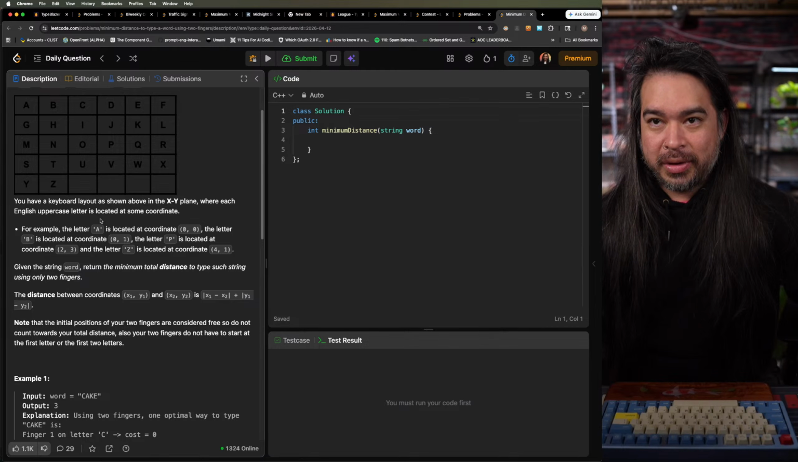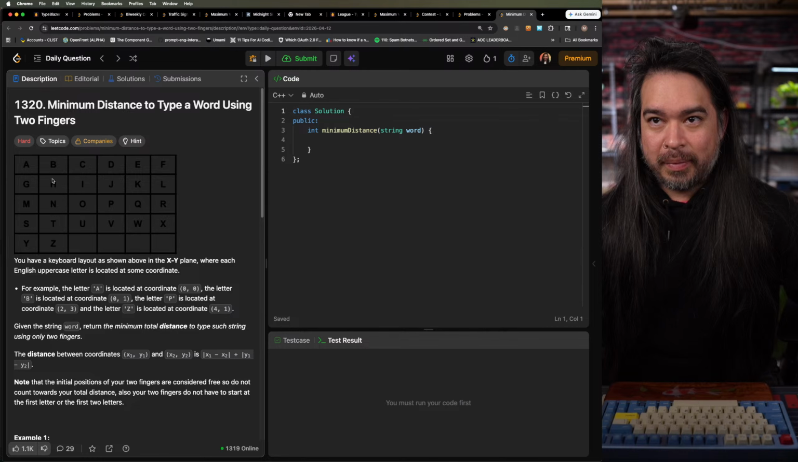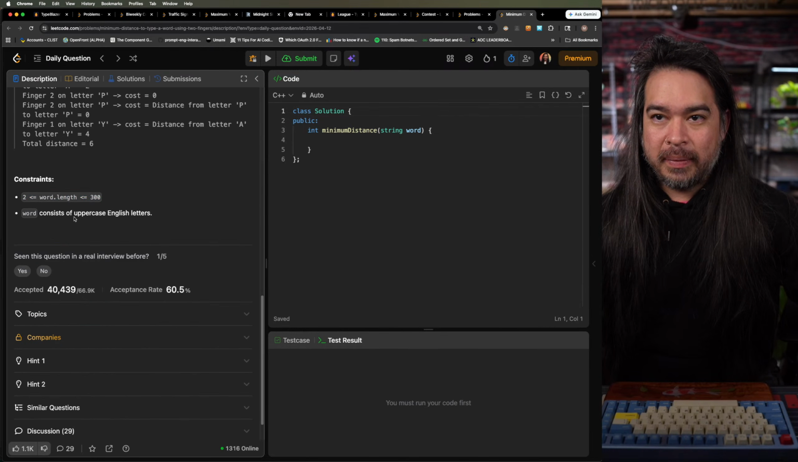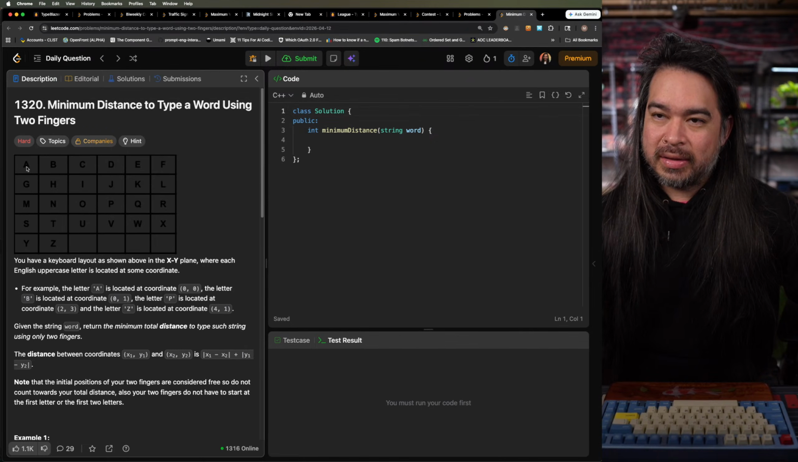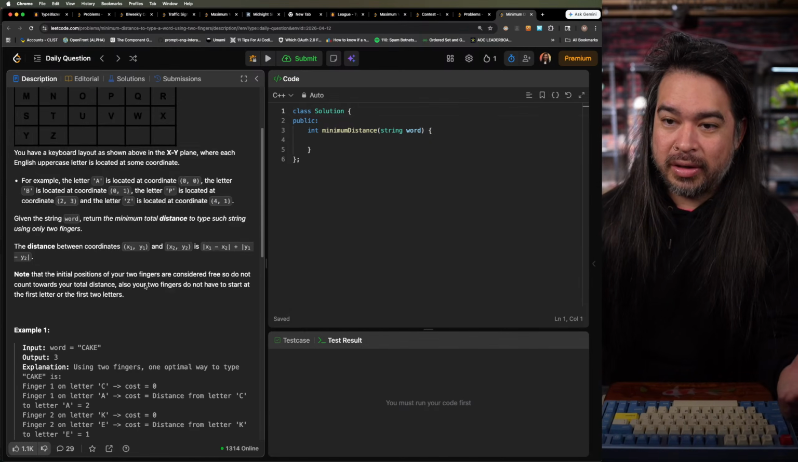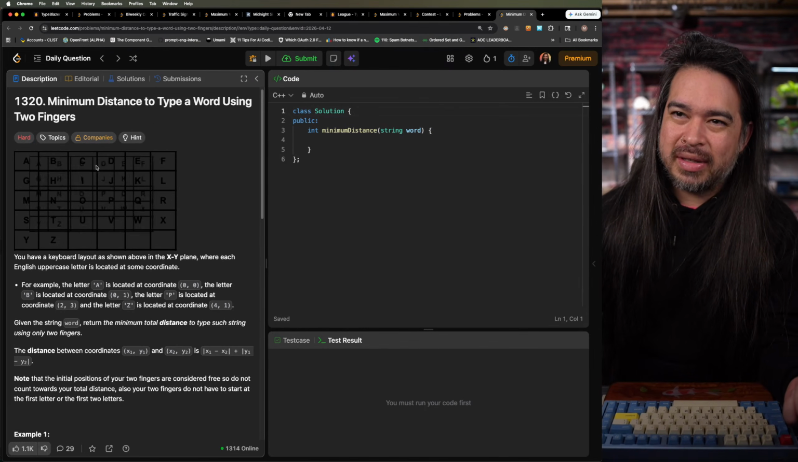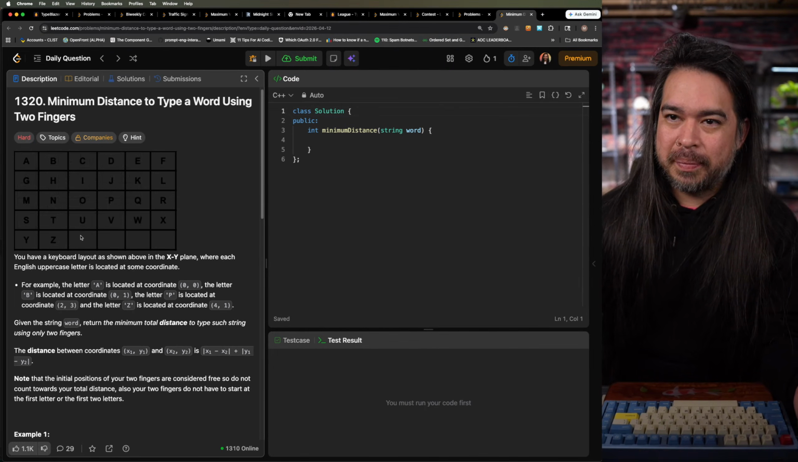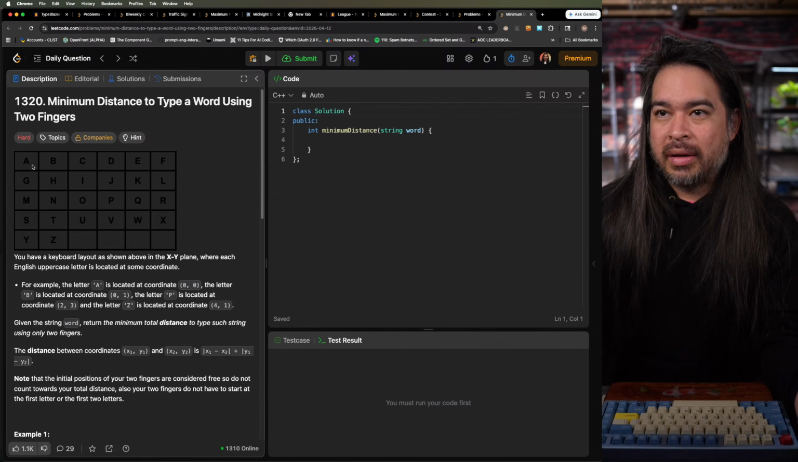I don't know how to do it. Alright, I'm thinking n squared, I guess. This is our grid and it doesn't change. Man, that means I gotta type that grid out. So I'd probably just do n squared on that, which letters they start on.